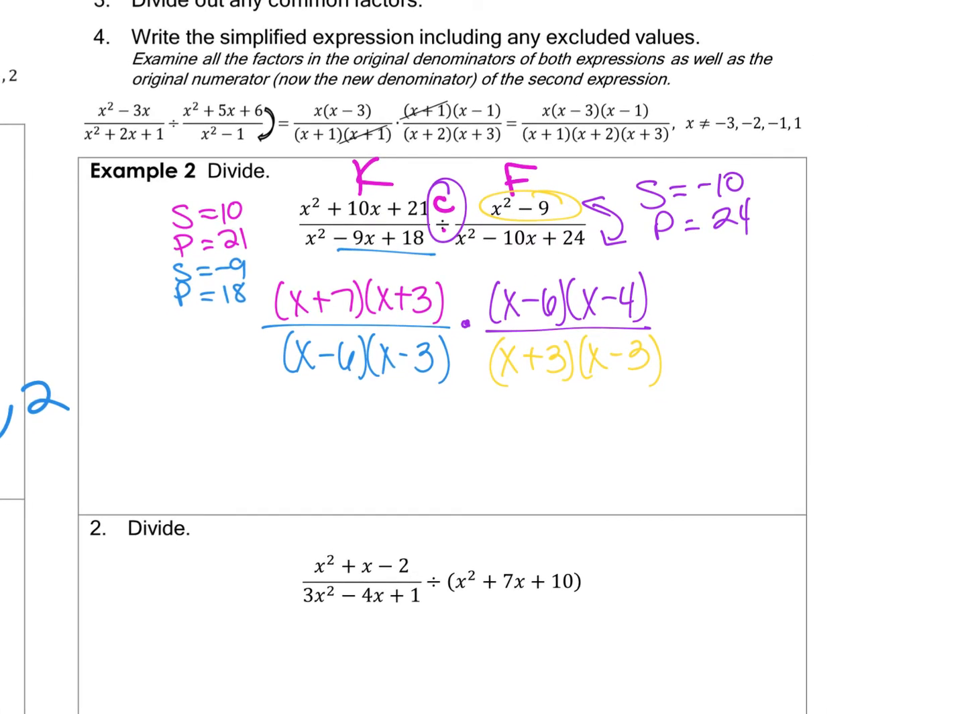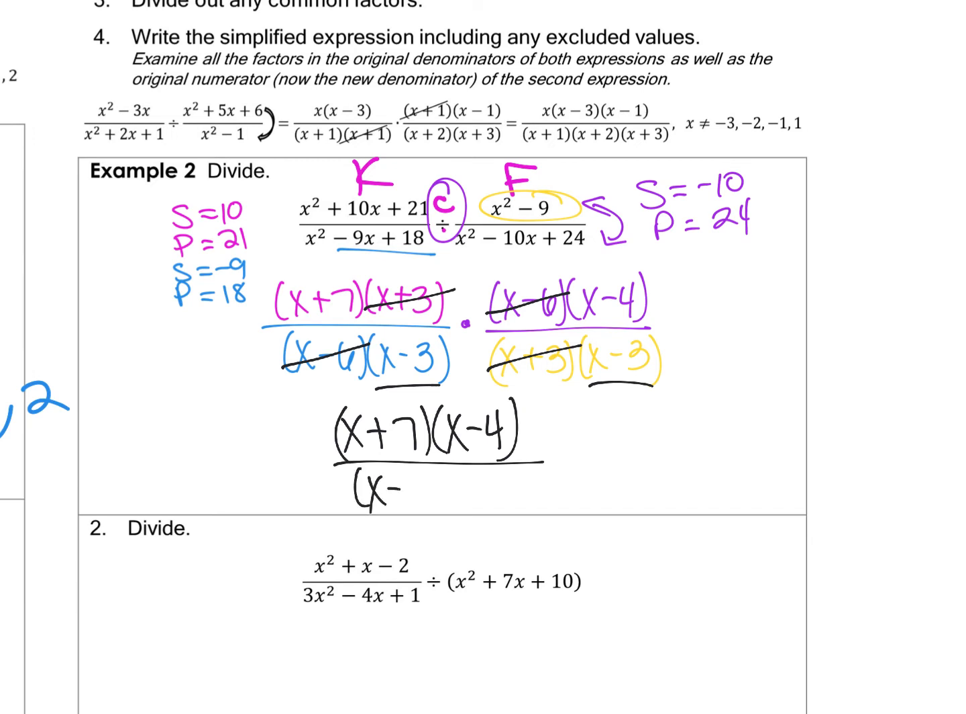Okay, so then we're going to start looking for common factors. Notice x minus 6, I can cancel with x minus 6. There's an x plus 3 and an x plus 3. And that looks like it's it. So my top, I'm going to have an x plus 7 and an x minus 4. My denominator, notice I have two x minus 3, so you can either write it twice or you can just square it.